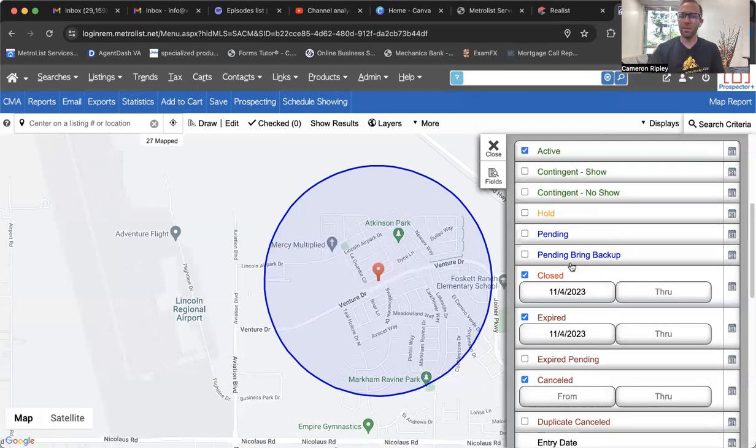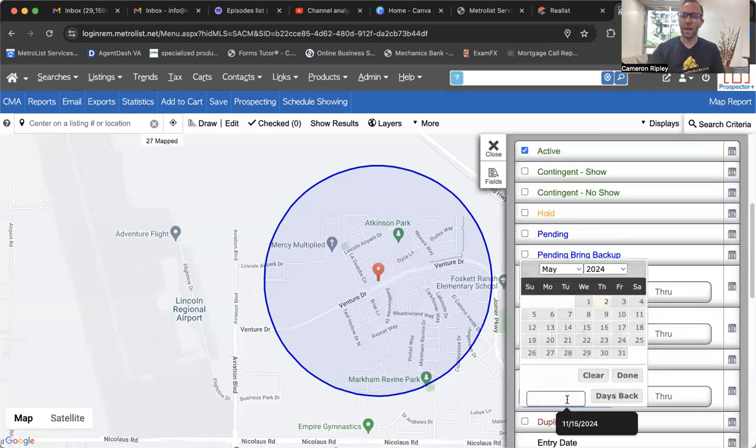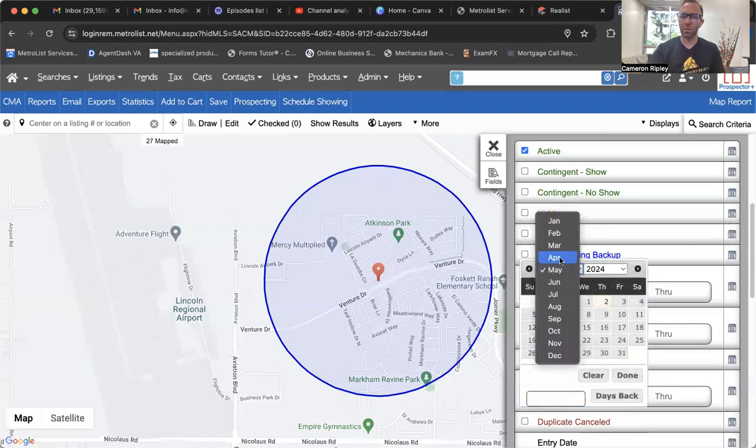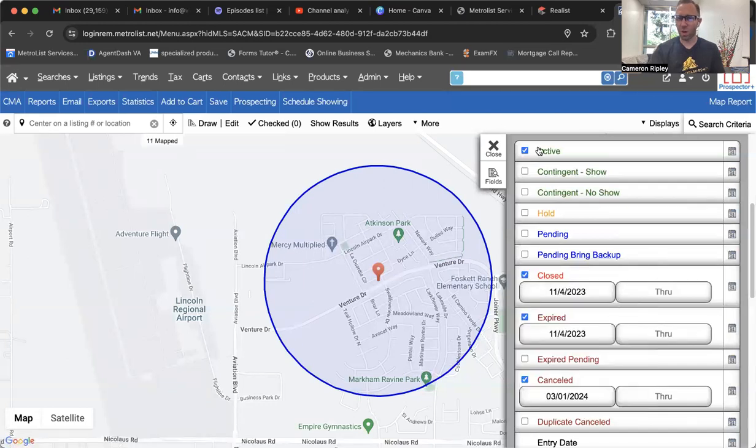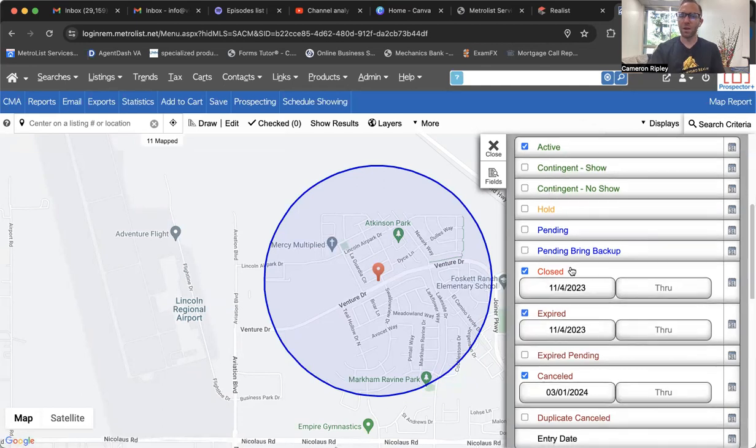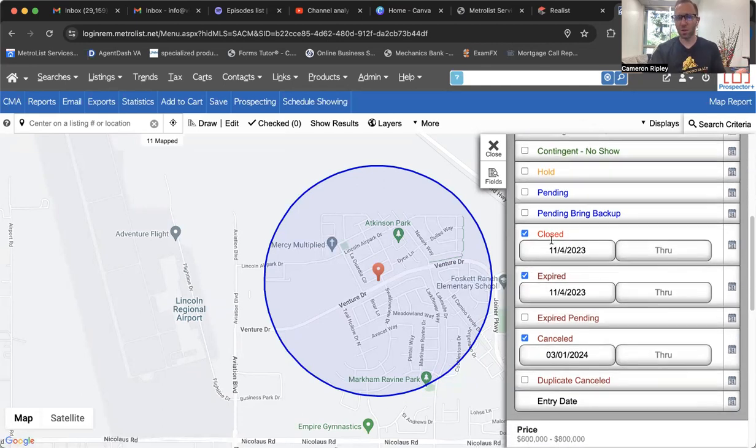is I like to do active, closed, expired, canceled. I only like to go back a couple months. Let's do March 1st. And there's a reason why. So active, because I want to know what my competition is. Closed, because that's what an appraiser is going to look at. But then also, if we're worried about where we're going to list the price at, expireds and cancels are going to tell you that.